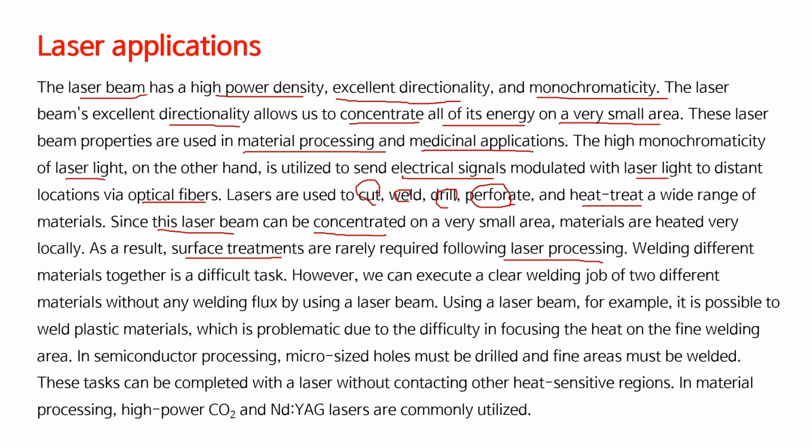Welding different materials together is a difficult task. However, we can execute a clean welding job of two different materials without any welding flux by using a laser beam. Using a laser beam, for example, it is possible to weld plastic materials, which is problematic due to the difficulty in focusing the heat on a fine welding area.